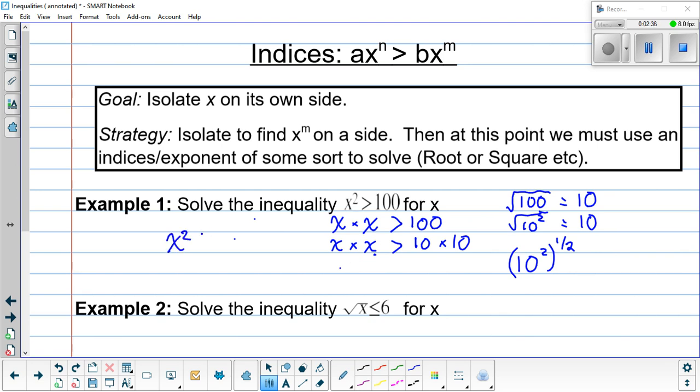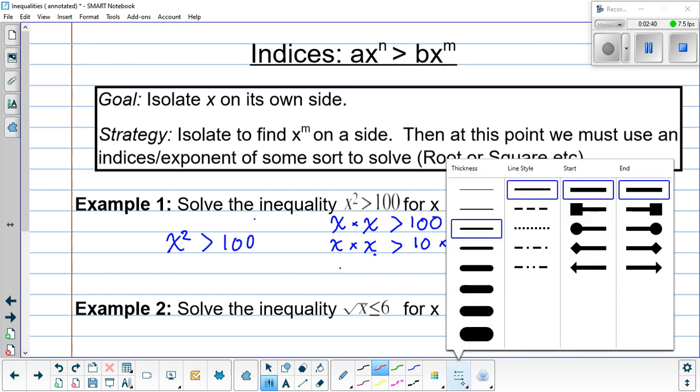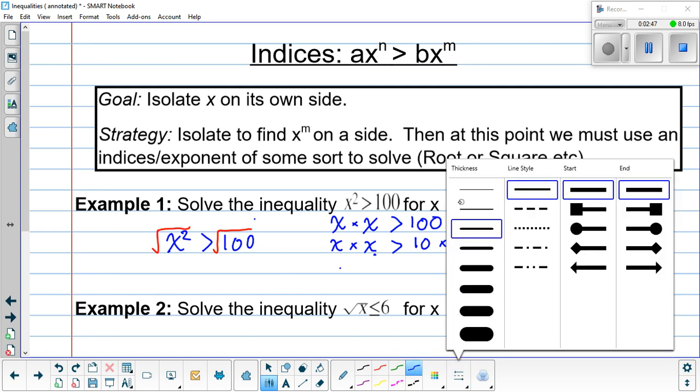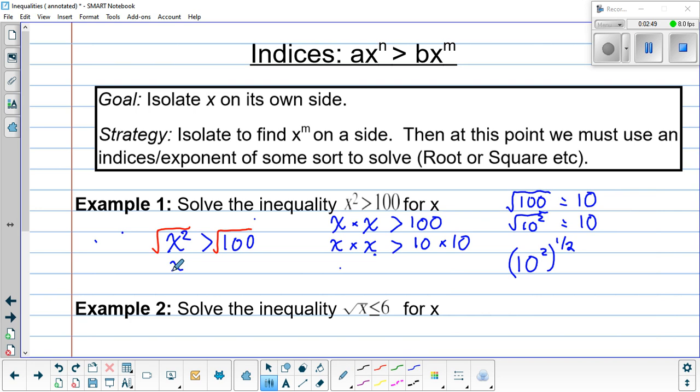As long as we have our number on one side, we would treat this like normal and do the same operation to both sides. We want x by itself, so we have to take the square root of x squared, and therefore we have to take the square root of 100, which is 10.